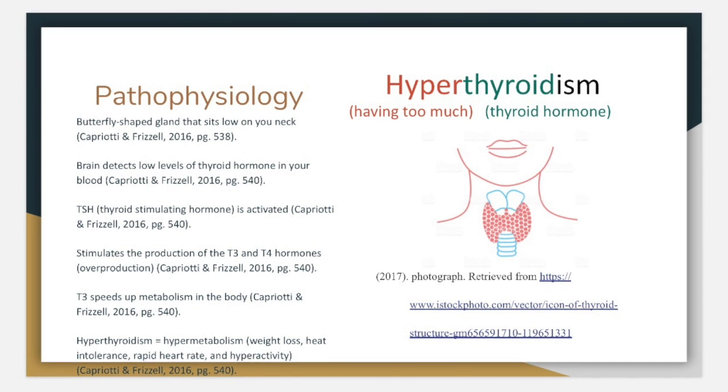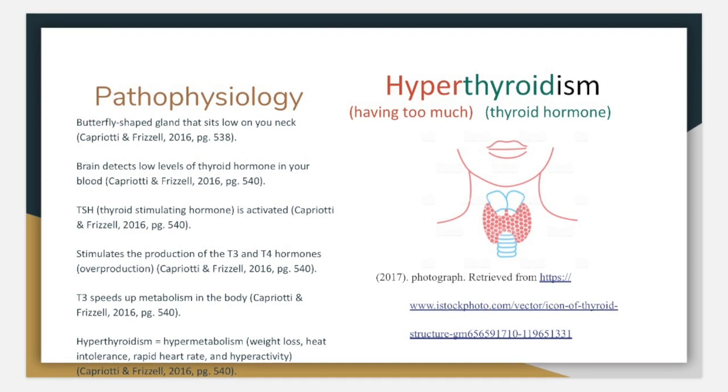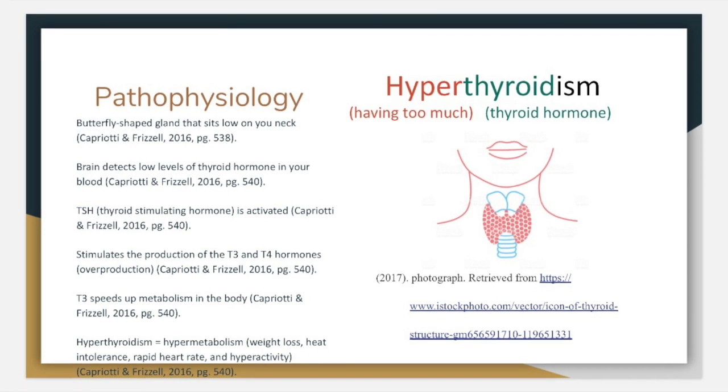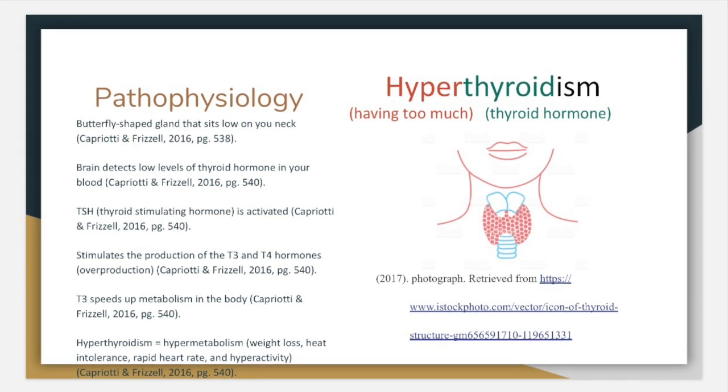The brain will detect low levels of thyroid hormone in your blood. Once the body notices the low levels, thyroid-stimulating hormone, or TSH, is then activated. Thyroid-stimulating hormone does exactly what the name says. It tells the thyroid gland to produce more hormones, and in this case it is T3 and T4.